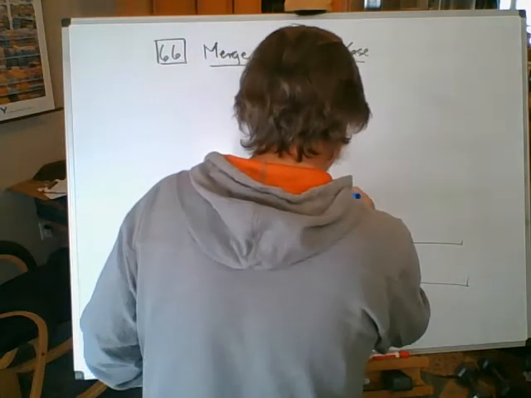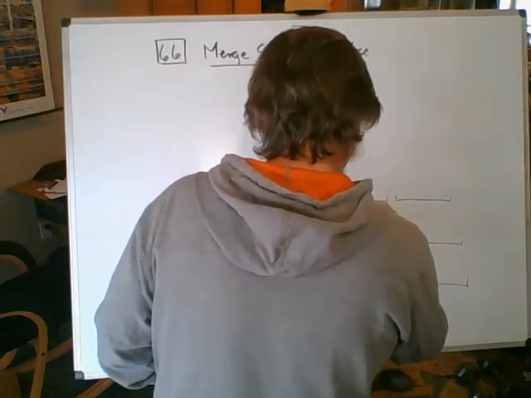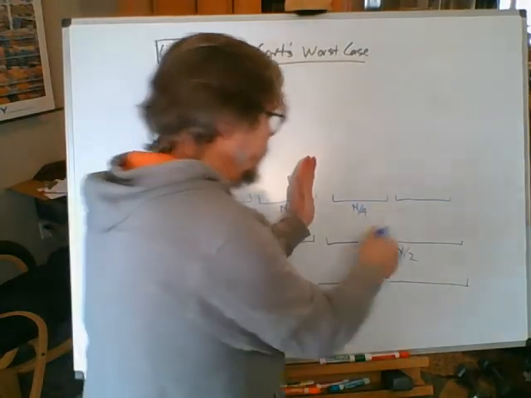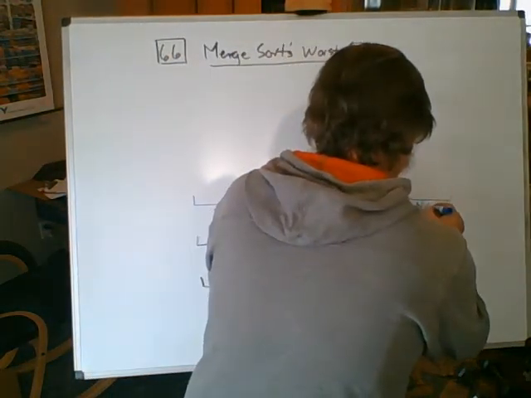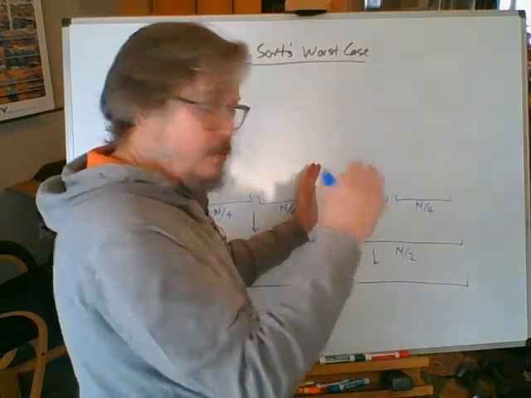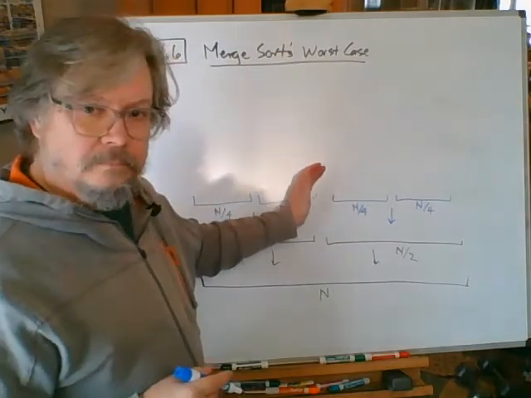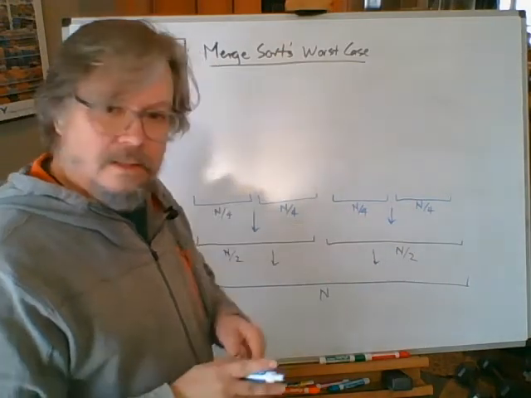So to get these merged, it's going to take n over 4 plus n over 4 comparisons. Same thing over here. n over 4 for half of this half, n over 4 for the other half of this half, about a comparison per element for each of those halves, will get us to this point.